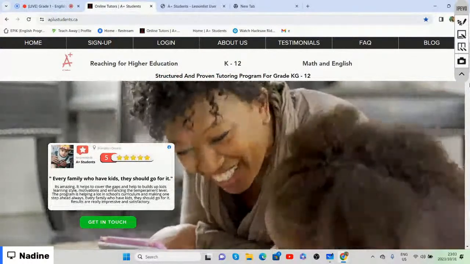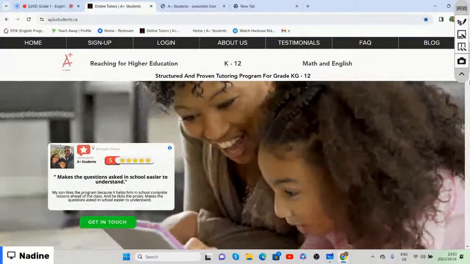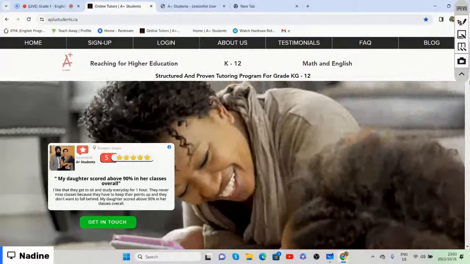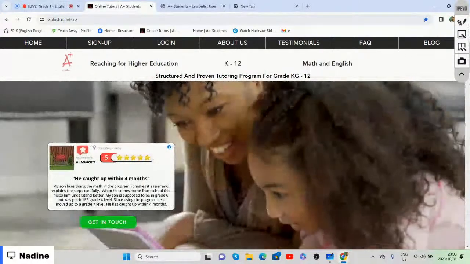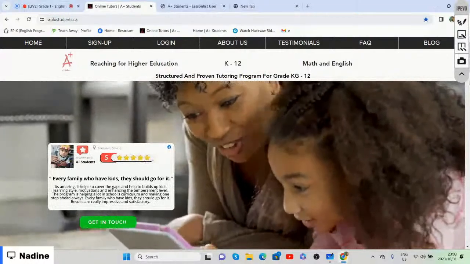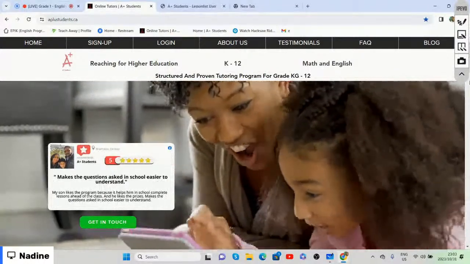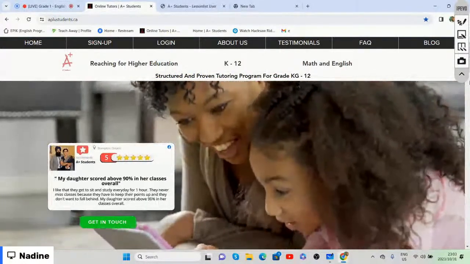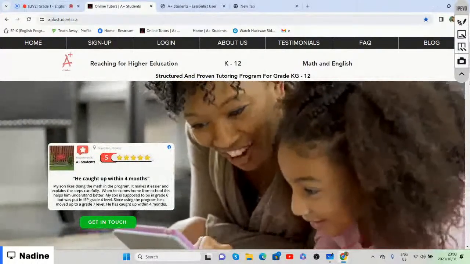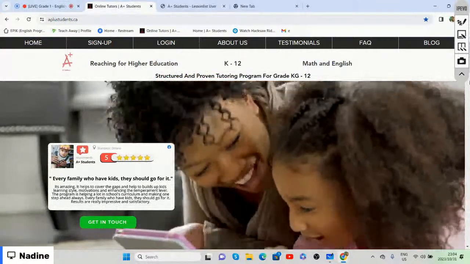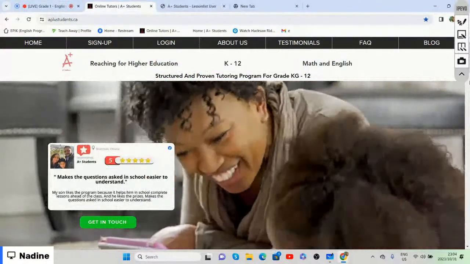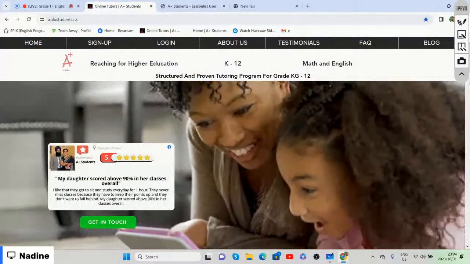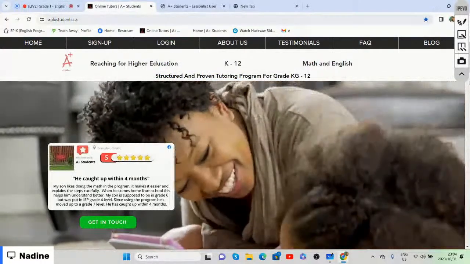And before we start with our lesson, we're going to log into aplusstudents.ca. Once you've logged into aplusstudents.ca, you're going to log in with your username as well as your password. Then select Language Arts, Grade 1, and then you're going to scroll down up until you get to the chapter of contractions.